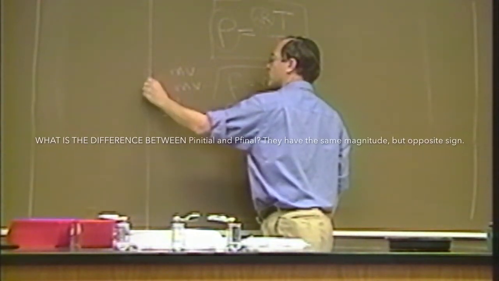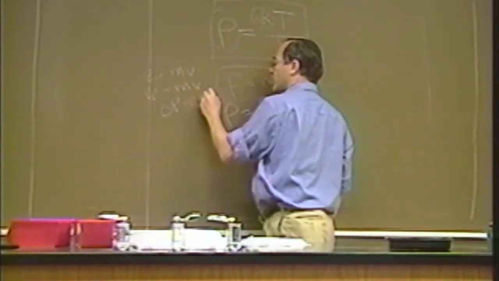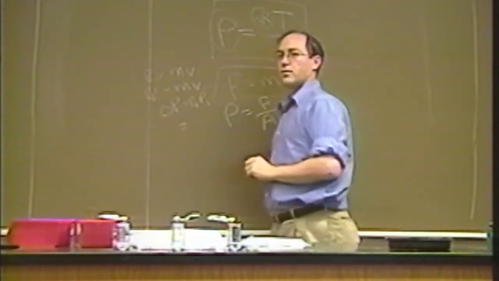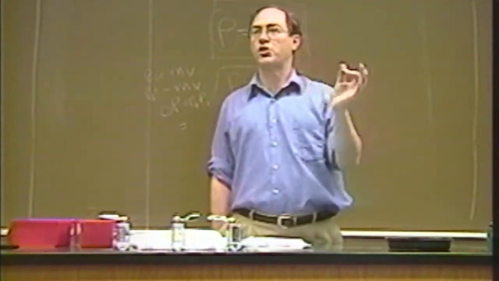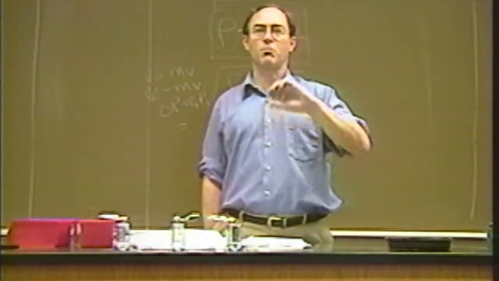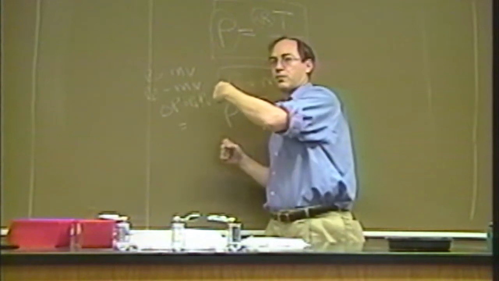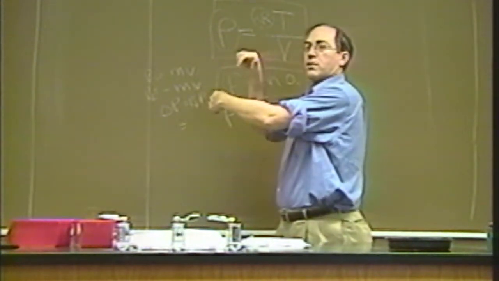P initial equals this, P final equals this, delta P equals P final minus P initial. How much is that? 2mv. So the amount of it is 2mv. Again, the minus depends on which direction you're looking at. But the amount of the change in momentum is twice mv. The initial momentum was mv this way, and the final momentum was mv that way.